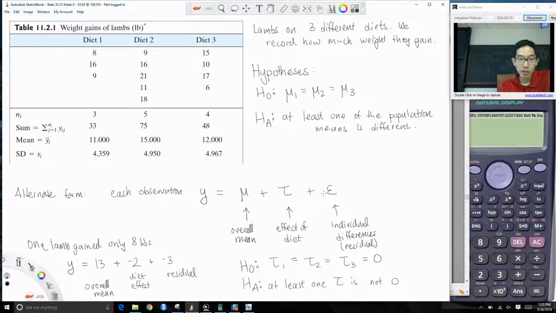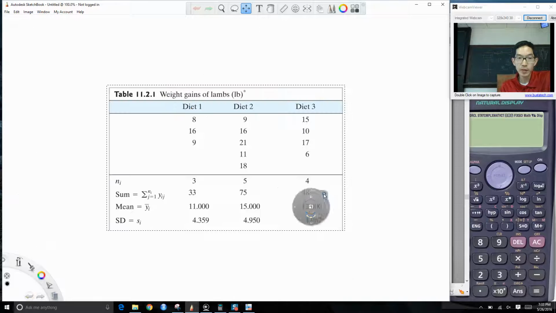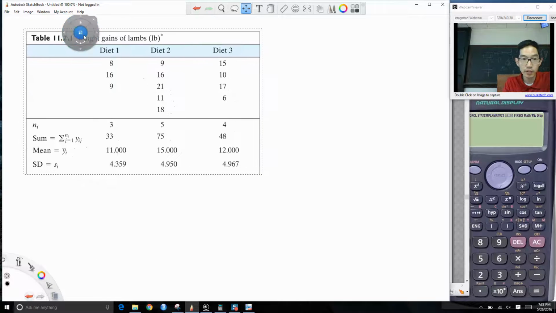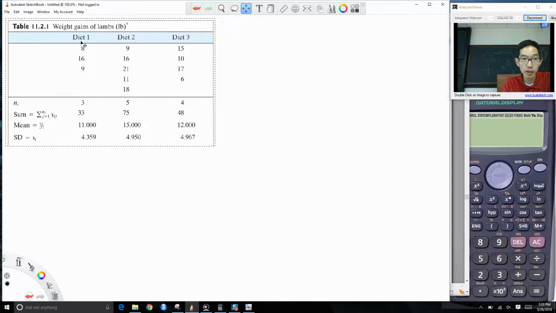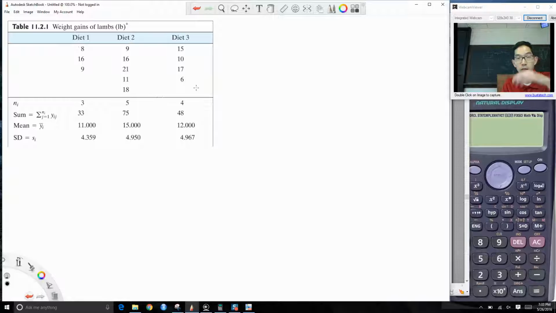Okay, so let's talk about this thing. Okay, so I've got this data here. Okay, and then the overall mean gets the symbol y double bar, sometimes called the grand mean. Okay, and in this case, this would be the average of all the observations.